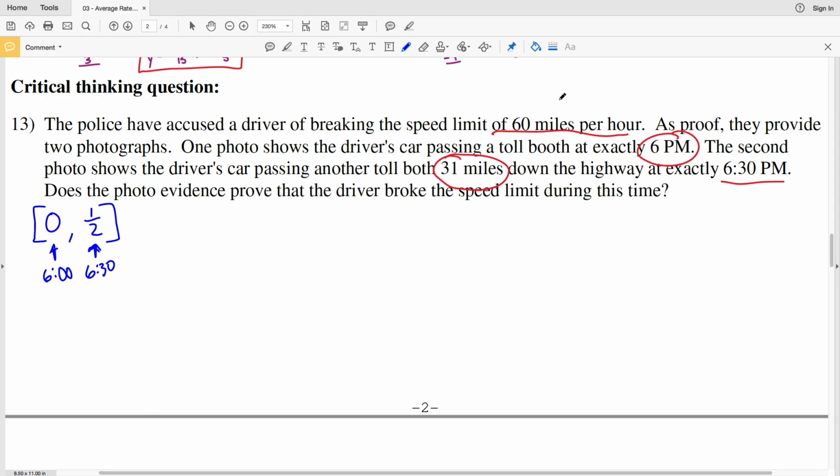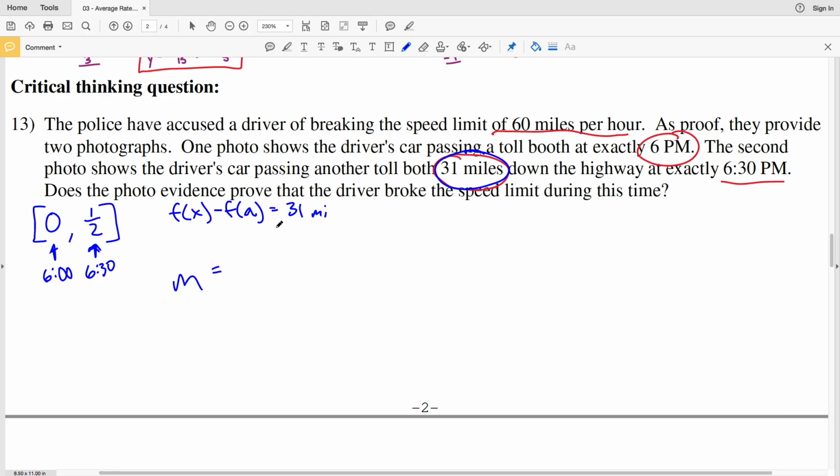Now we're going to calculate the change in miles. Now the change in miles is 31. So that is our change from f of a to f of x, 31 miles. Because at time 0, we're at 0 miles, and when the time is equal to half of that hour, we reach 31 miles. So we're going to find the average rate of change, or the slope, to see if that surpasses the 60 miles per hour. And if it does, we know he is speeding.